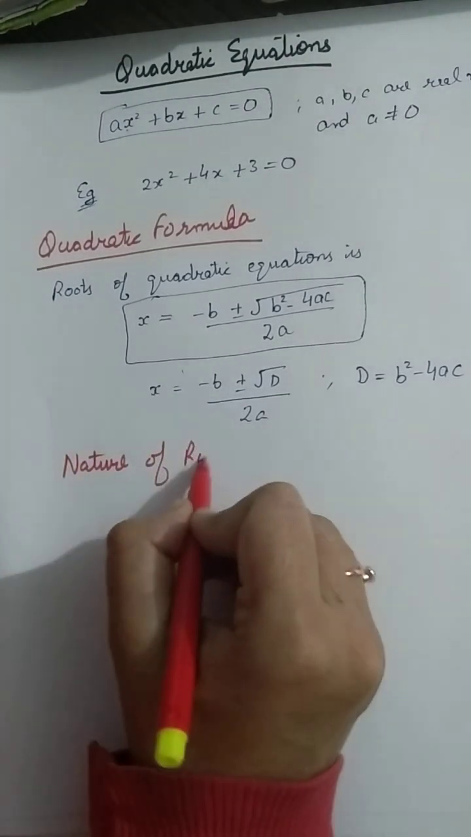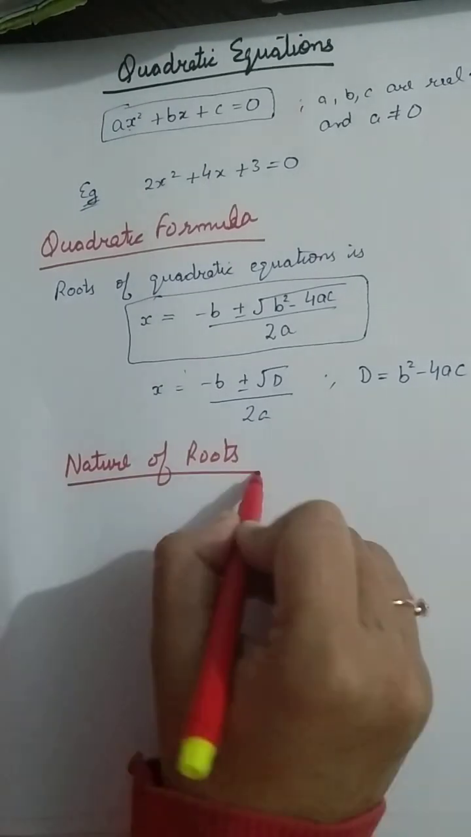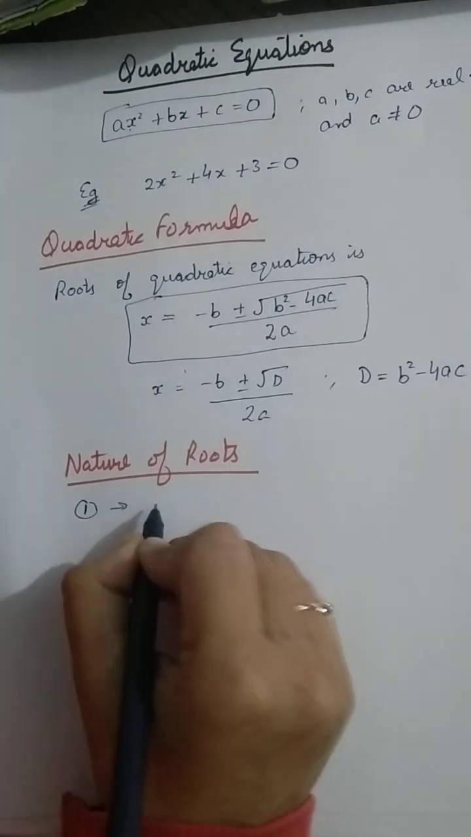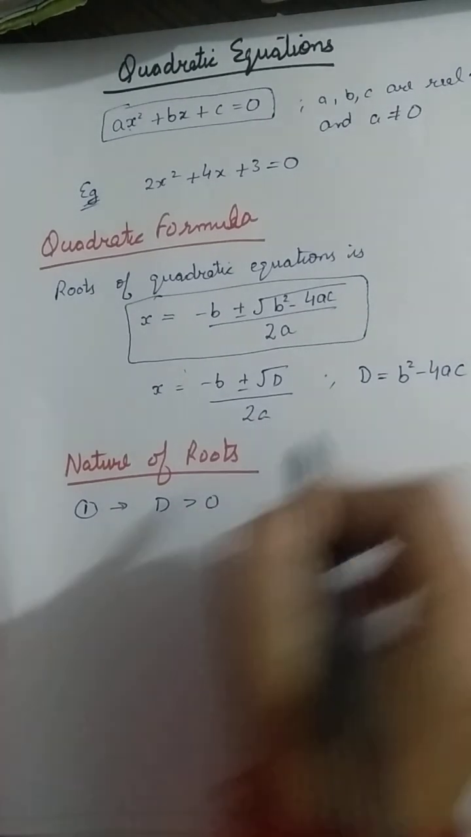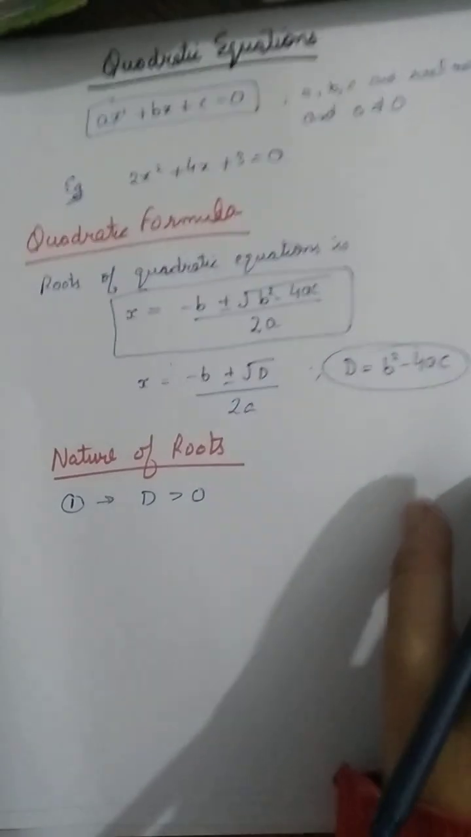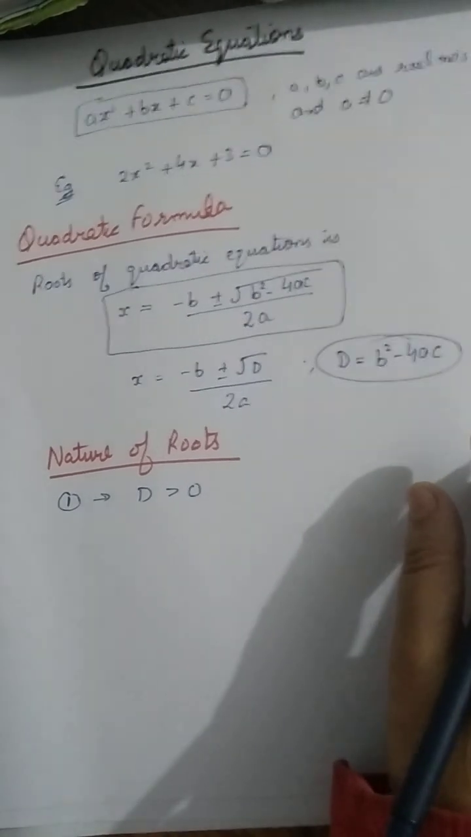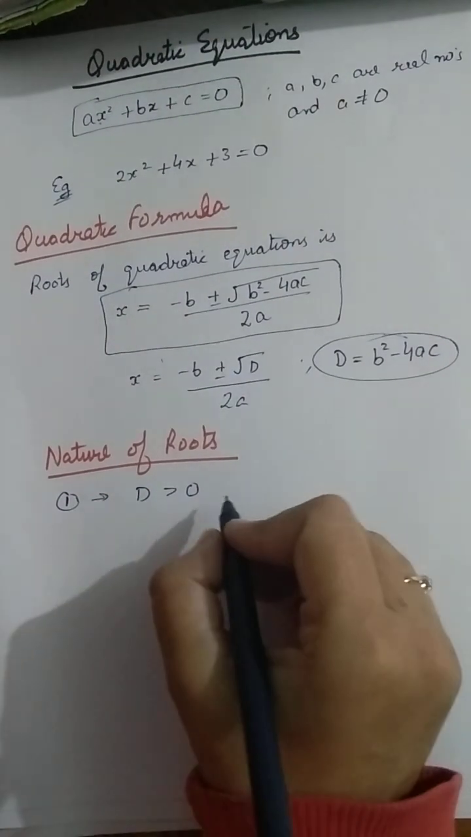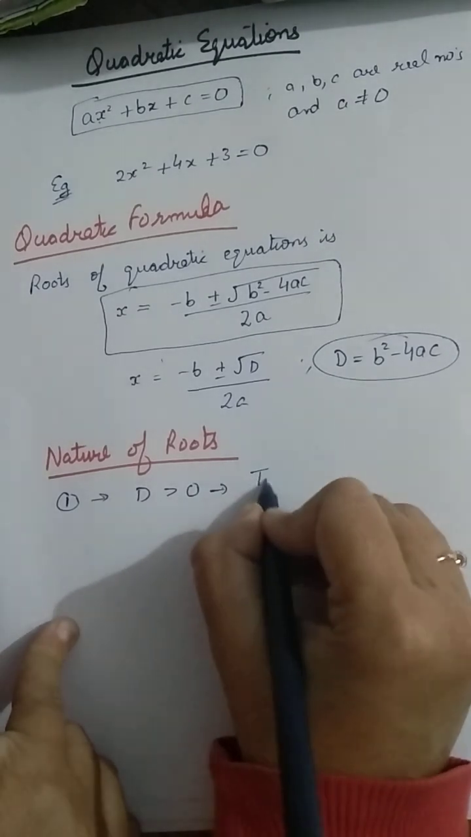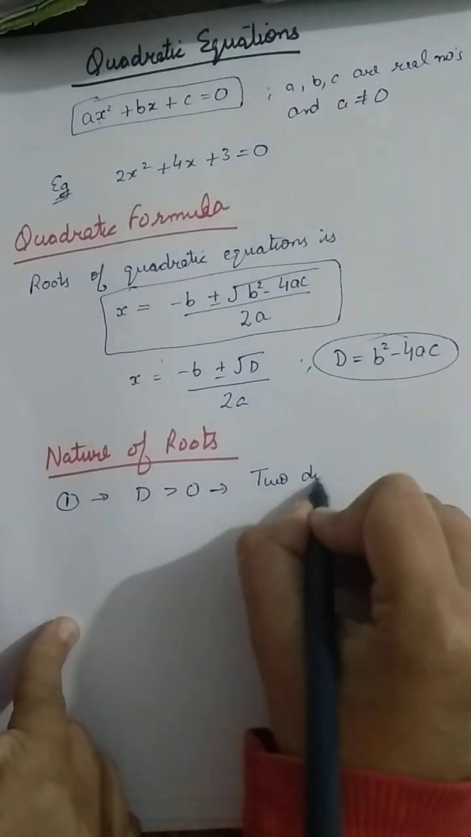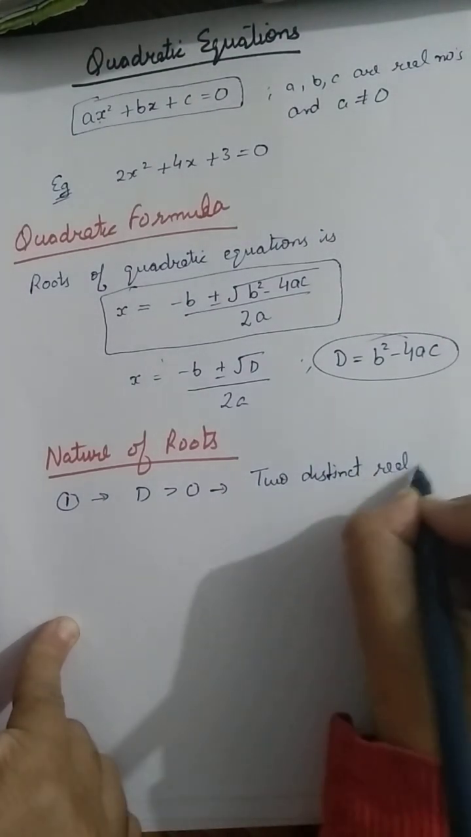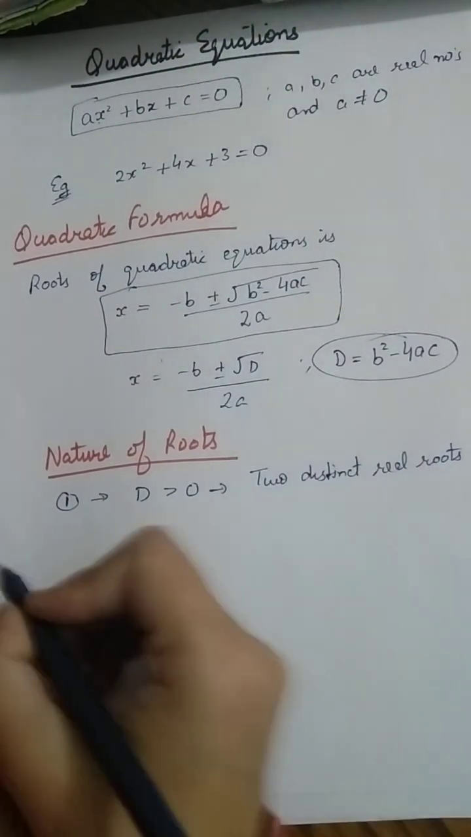Nature of roots. What is the nature of roots? The first case is when D is greater than 0. So what is D here? D is b square minus 4ac. If the value of D is coming out to be greater than 0, or we can say a positive value, then we say that two distinct real roots will be there.